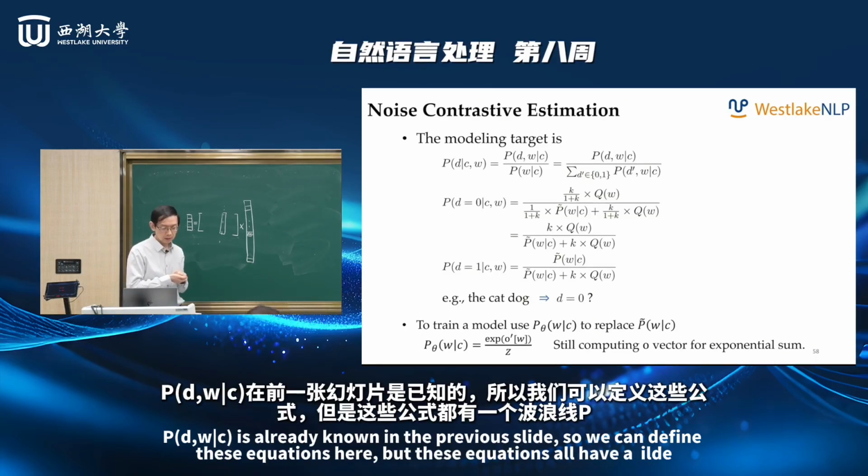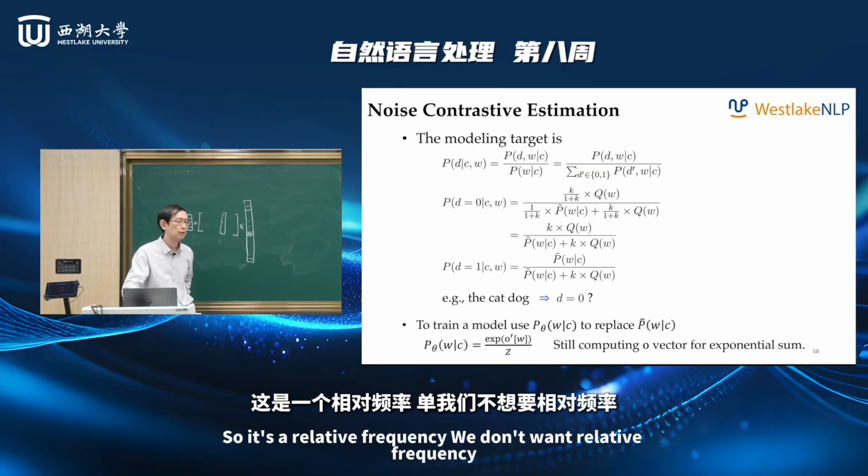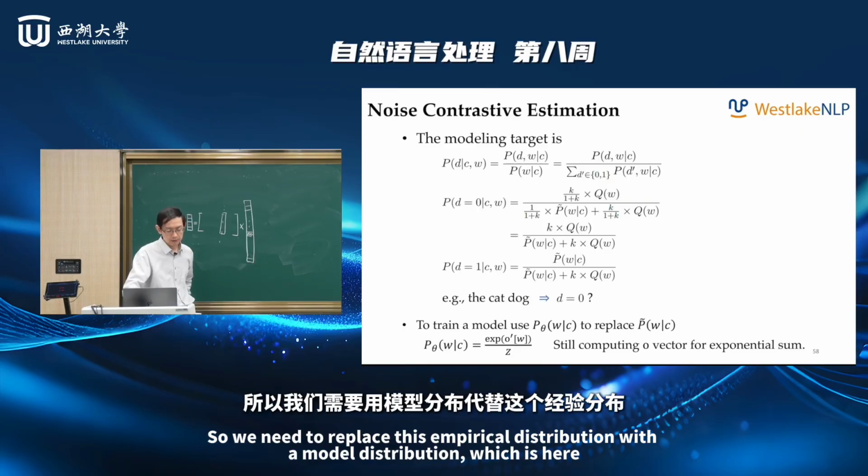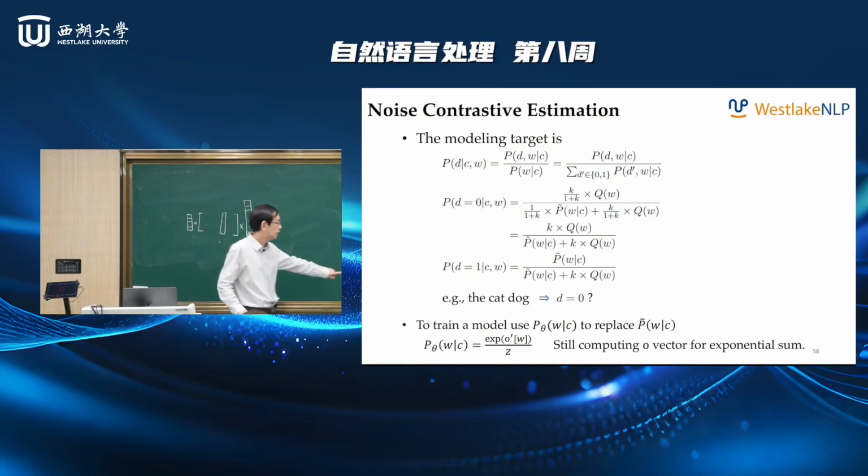And P(D|W) given C is already known in the previous slide, so we can define these equations here. But these equations all have P tilde here, right? So it's a relative frequency. We don't want relative frequency. We're only able to train our model using these equations. So we need to replace this empirical distribution with the model distribution, which is here, okay.